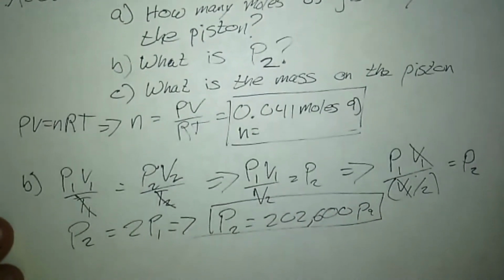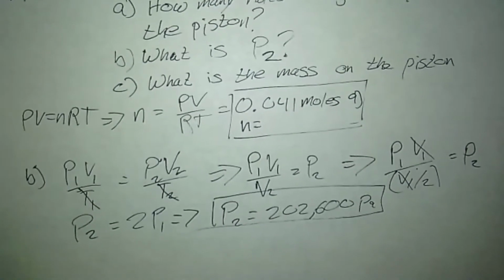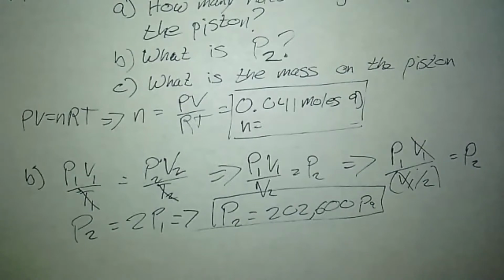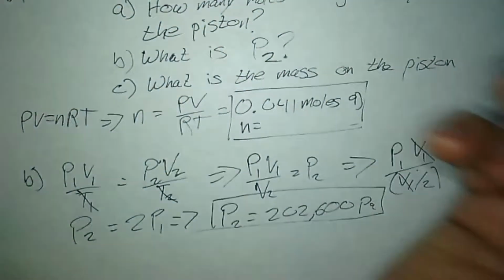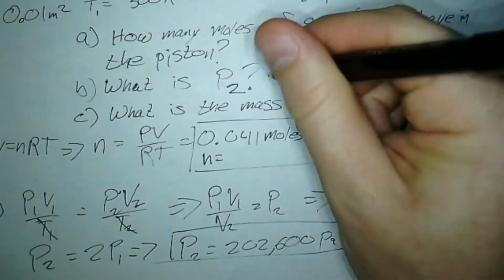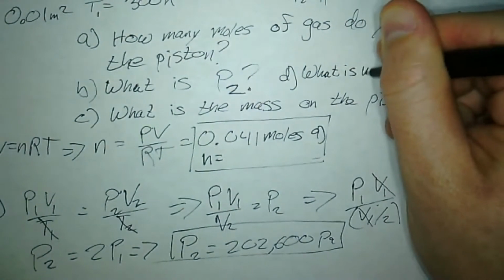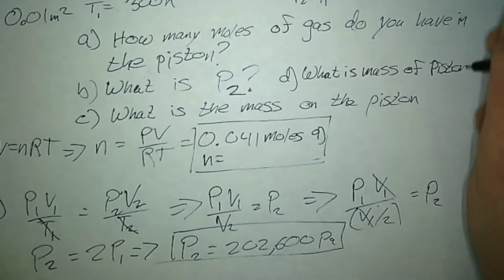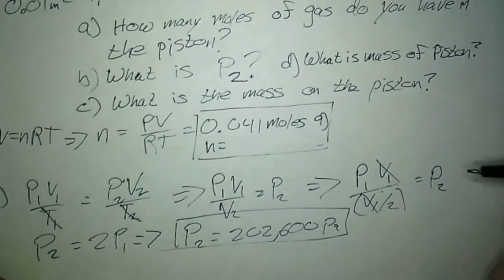And then finally, part C. What is the mass? What I want to do for this one is figure out what is the force on my piston. Maybe an interesting thing to do would be to also figure out what is the mass added and what is the mass of the cylinder itself. So let's add that. Let's just say part D. Let's put question marks on both of these to make Miss Stevens happy.